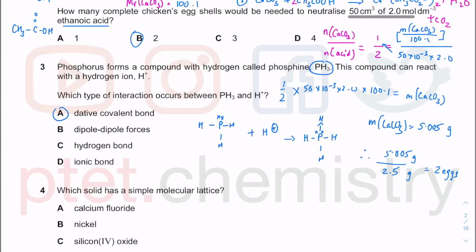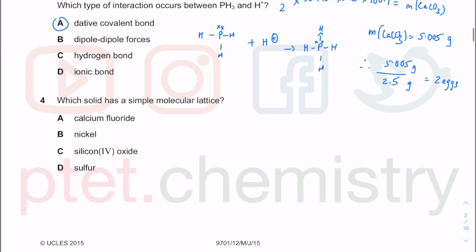So that is definitely a dative covalent bond. Which solid has a simple molecular lattice? Simple molecular lattice, well, actually by right, we never call a simple molecule as having a lattice. So this one is actually quite a poorly worded question. Only the giant structure can have a lattice because simple molecules do not really have a lattice.